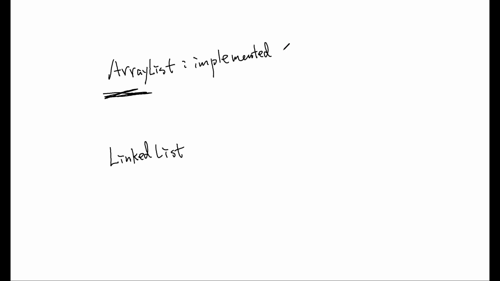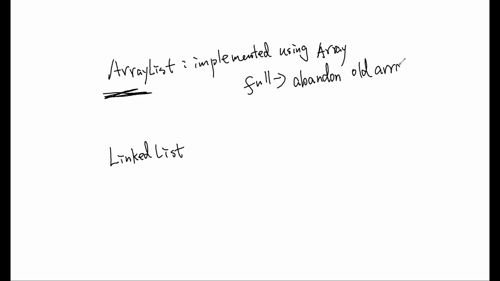You can check the Java official source of ArrayList. It's implemented using an array. But the problem is each time it's full, you need to abandon the old array, which basically leaves it as garbage. So it may involve a lot of garbage collection operations.